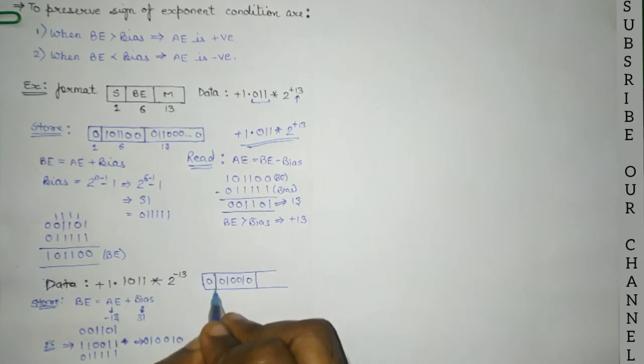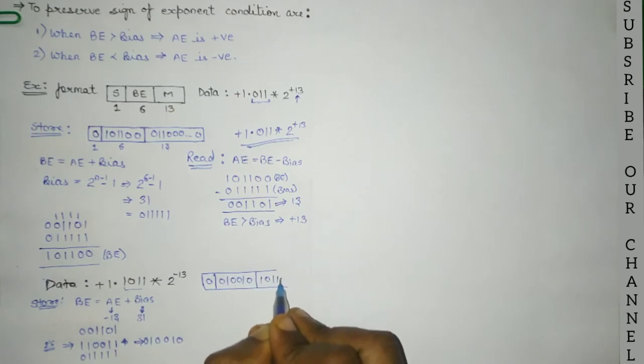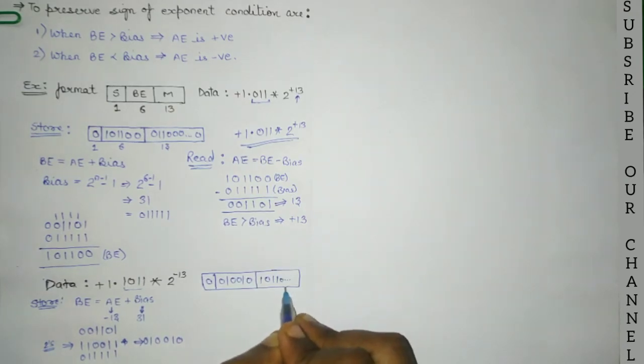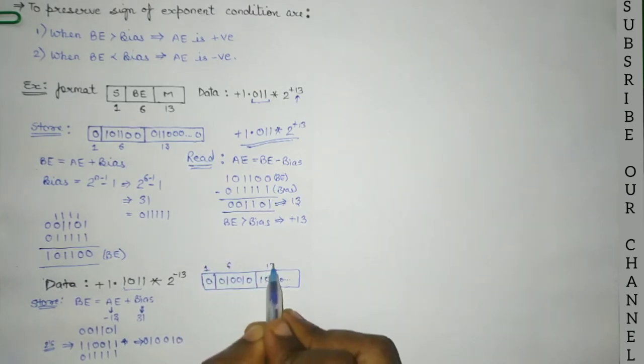Now we have to store this fraction part. So 1 0 1 1 and 0. We are padding up with 0s so that it will be 13 bits. So this is 1 bit, 6 bits and 13 bits.